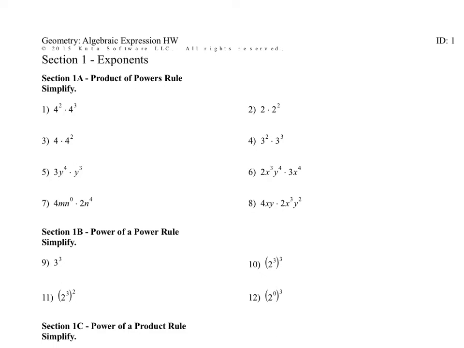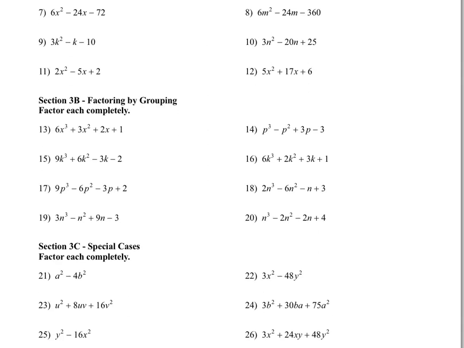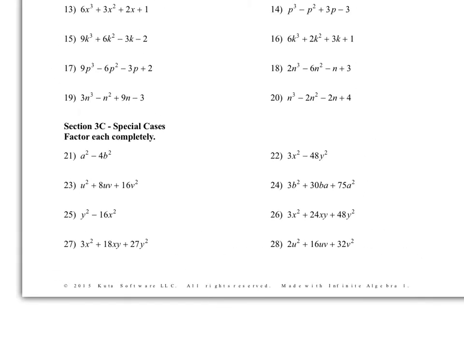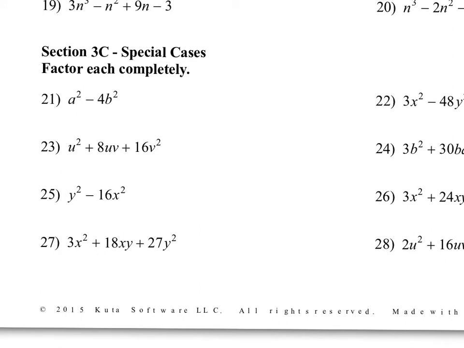Section 3C Special Cases. So special cases are referring to whether you have more than one variable, which we haven't had so far, or you have something that you can factor out, and after one step you're not done yet, maybe.